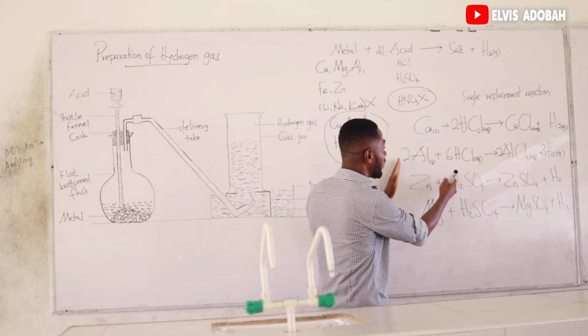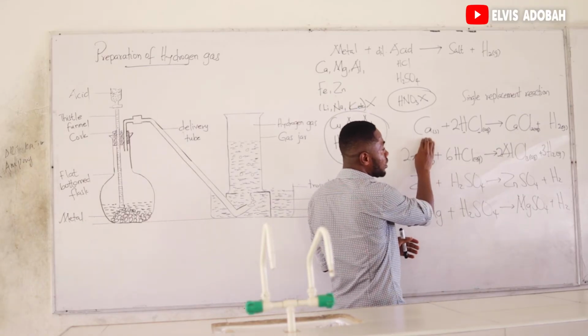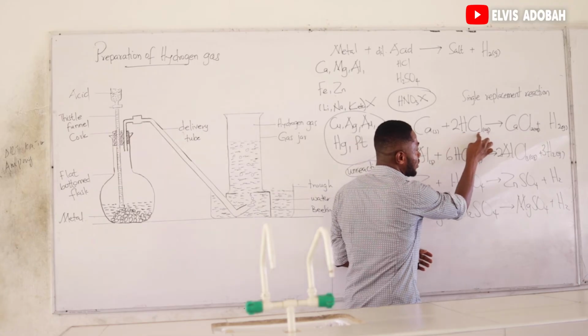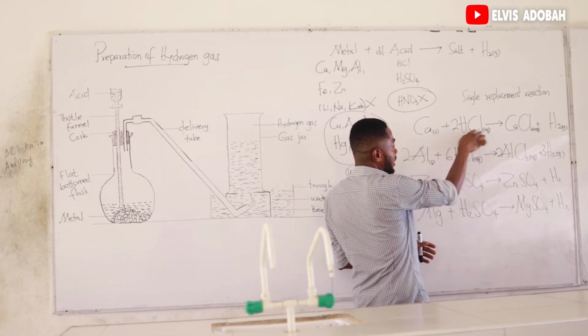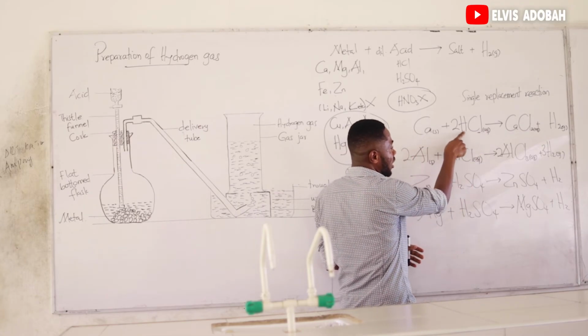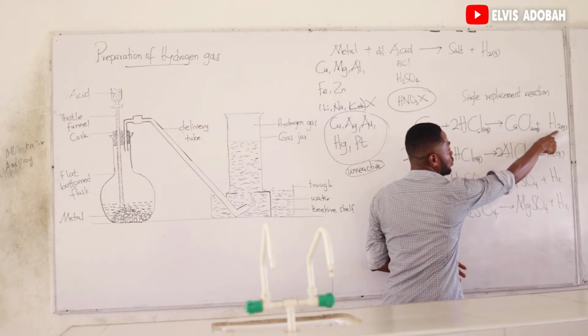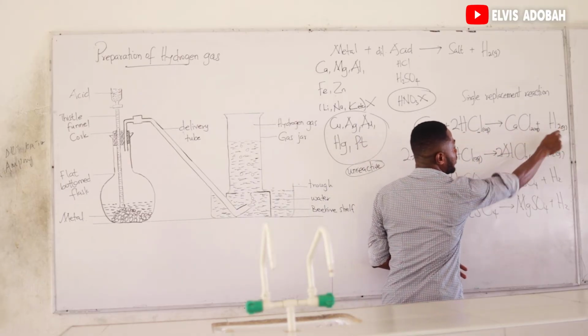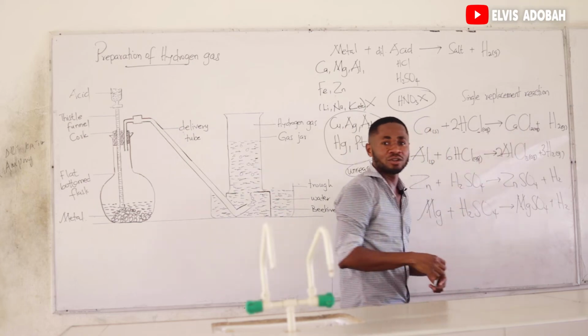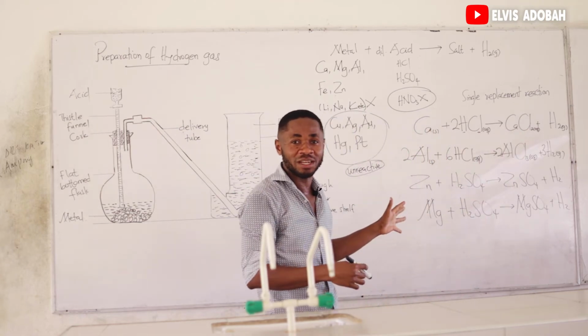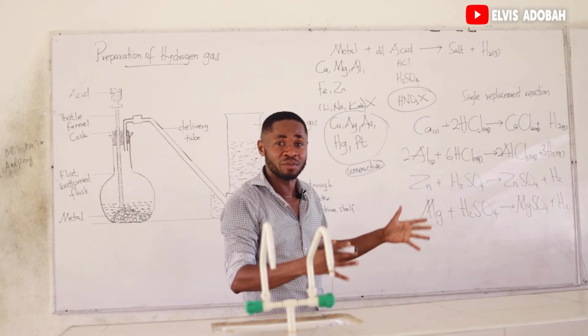Now that is what is happening over here. Calcium is coming alone. Hydrogen has Cl. So this is me, this is the lady, this is the senior. Then the senior comes to tell me, hey, Elvis, stand there alone. In fact, kneel down. Then the senior goes ahead to dance with the lady. Do you see what is happening? Now, that is a single replacement reaction.